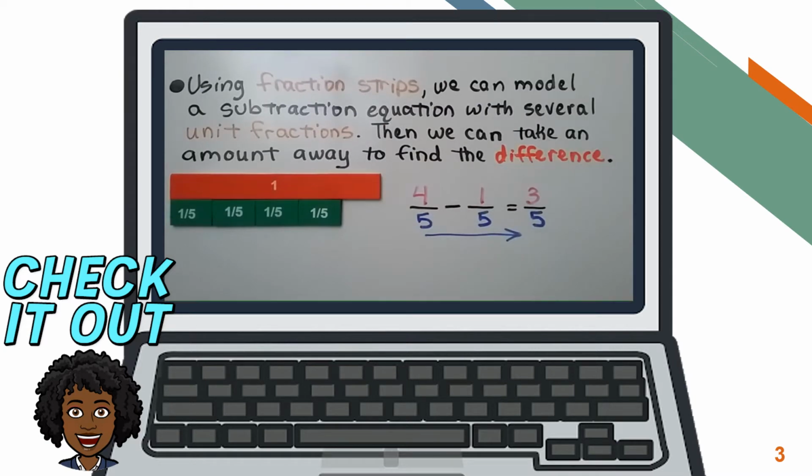Using fraction strips, we can model a subtraction equation with several unit fractions. Remember, unit fractions have a 1 for a numerator. Then we can take an amount away to find the difference. We have 4/5. We need to subtract 1/5. The difference is 3/5.